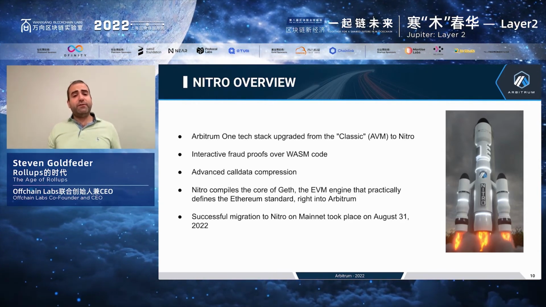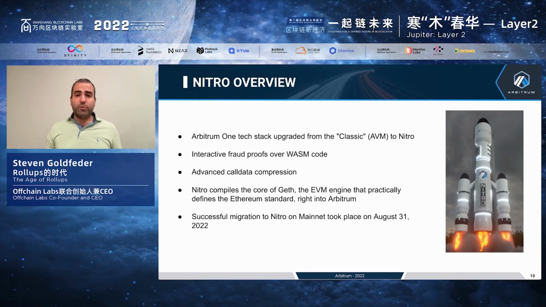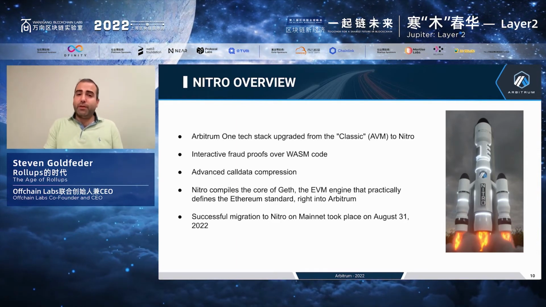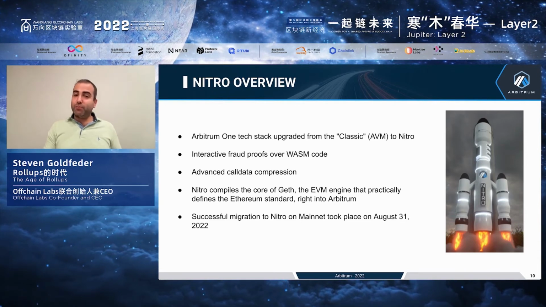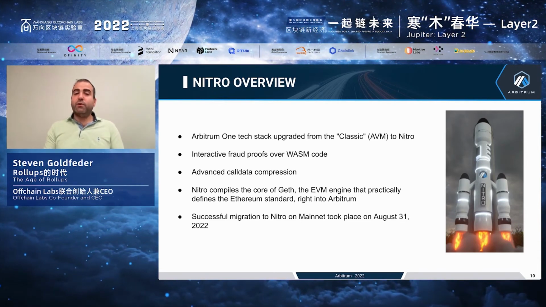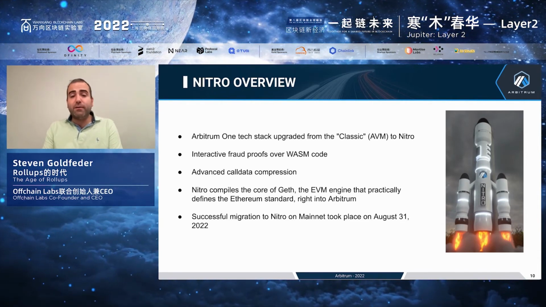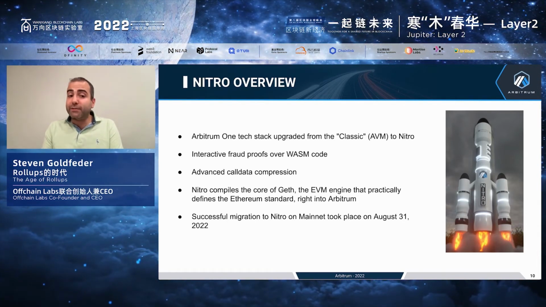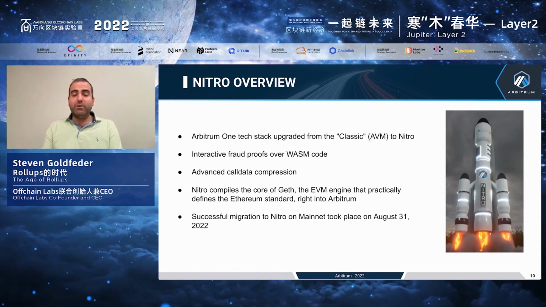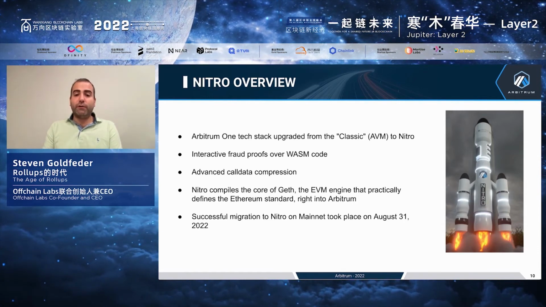We also introduced advanced call data compression, which means we compress the data that we put on Ethereum. And remember, all transaction data goes on Ethereum, so if you compress the data and make it smaller, it's going to be a lot better for users because we're using less of Ethereum space, which means we can put more data on Ethereum, and it costs less to put data on Ethereum as well. So we successfully migrated to Nitro on August 31st of this year.